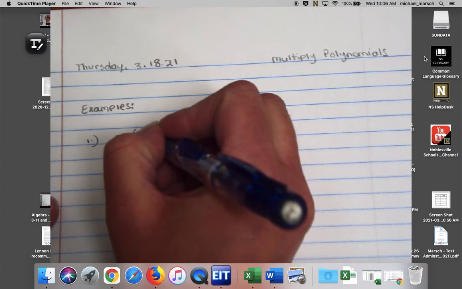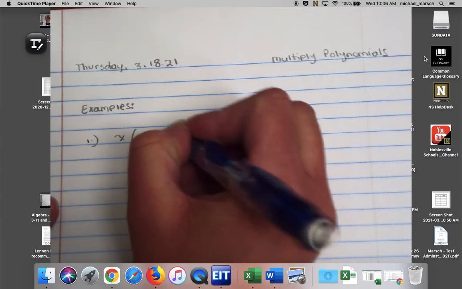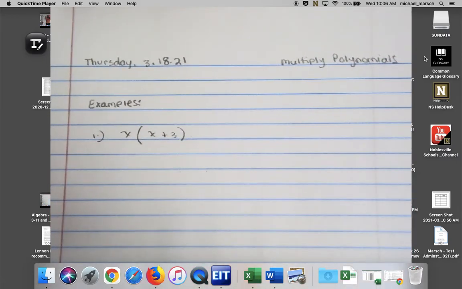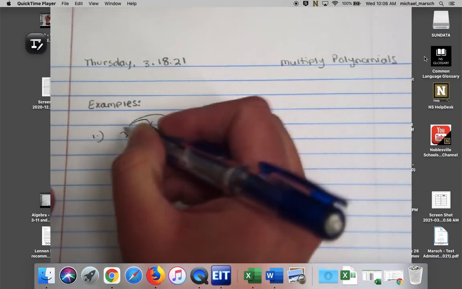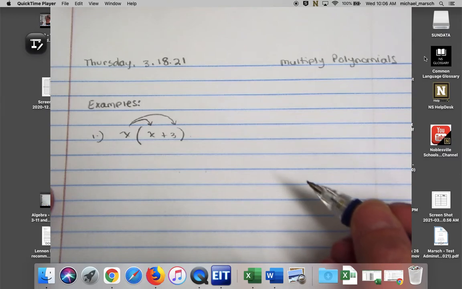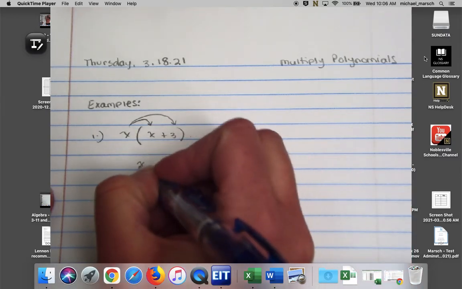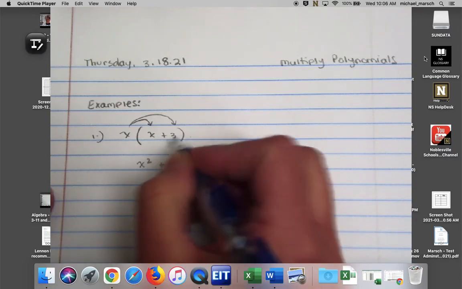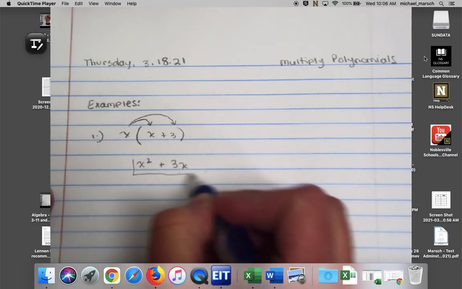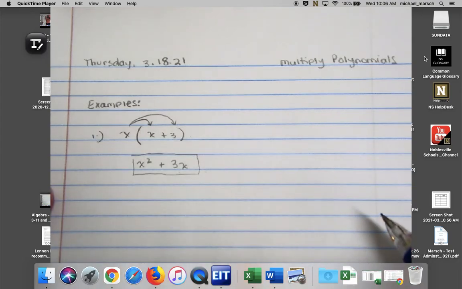If we had just x times the quantity x plus 3, right, old-timey distribution, we would just draw our little arrows, or Santa hat, whatever you guys want to call it. X times x is x squared. X times 3 is 3x. And of course it's positive because this is a plus sign. So we're pretty familiar with that.